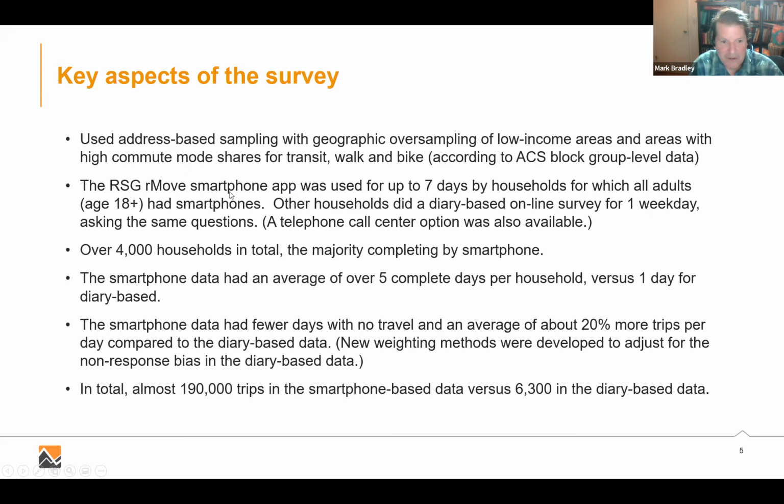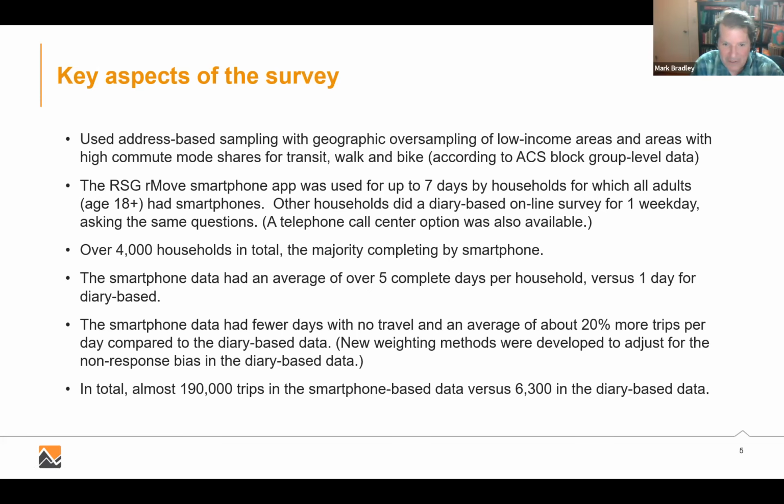So we used our smartphone app for 7 days for households where all adults had smartphones. And other households did a more traditional diary-based online survey for just 1 weekday, but with all the same questions asked. So the two methods give pretty much the same data, just the smartphone-based has more accurate data on times and locations because the phone is recording that rather than people having to go back and recall it.